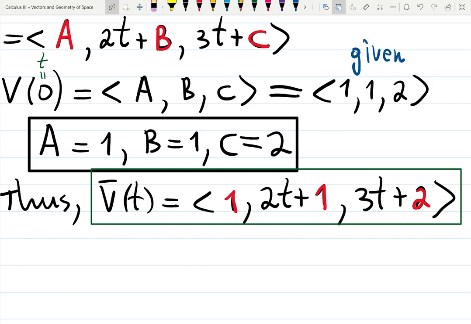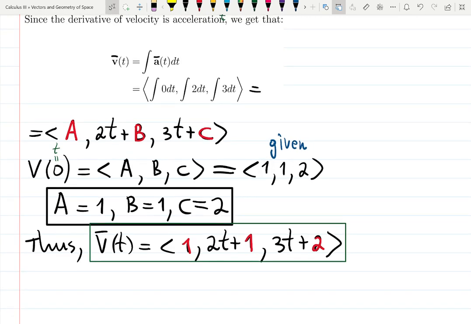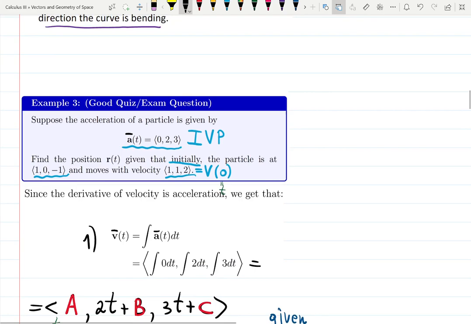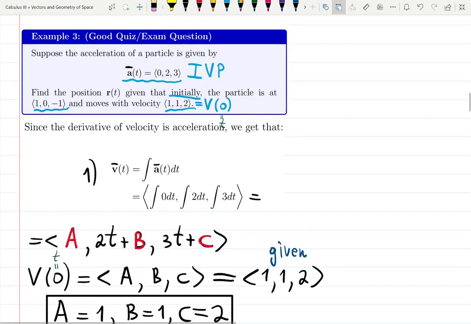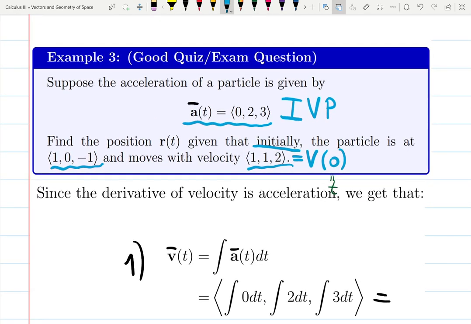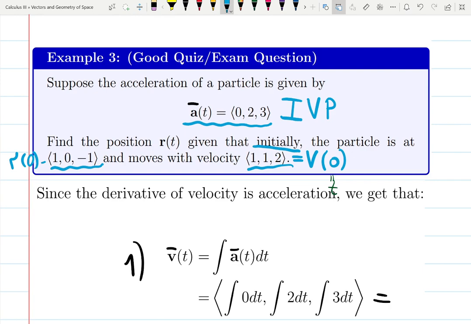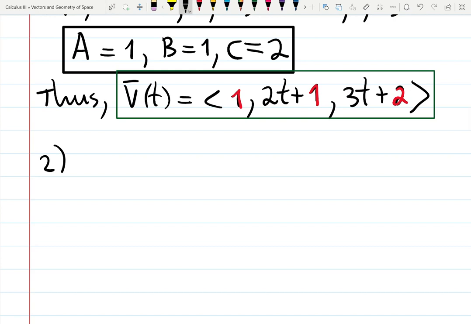Now, what do we do now? We integrate. Now we find that derivative. Integrate one more time. So step 1 is done. Step 2, we are looking for this. So we need to do one more integration. And that is why they gave us two initial values. The second initial value is r at 0. So we will be using that. Since we never use it, it's kind of a hint that you have to keep going.